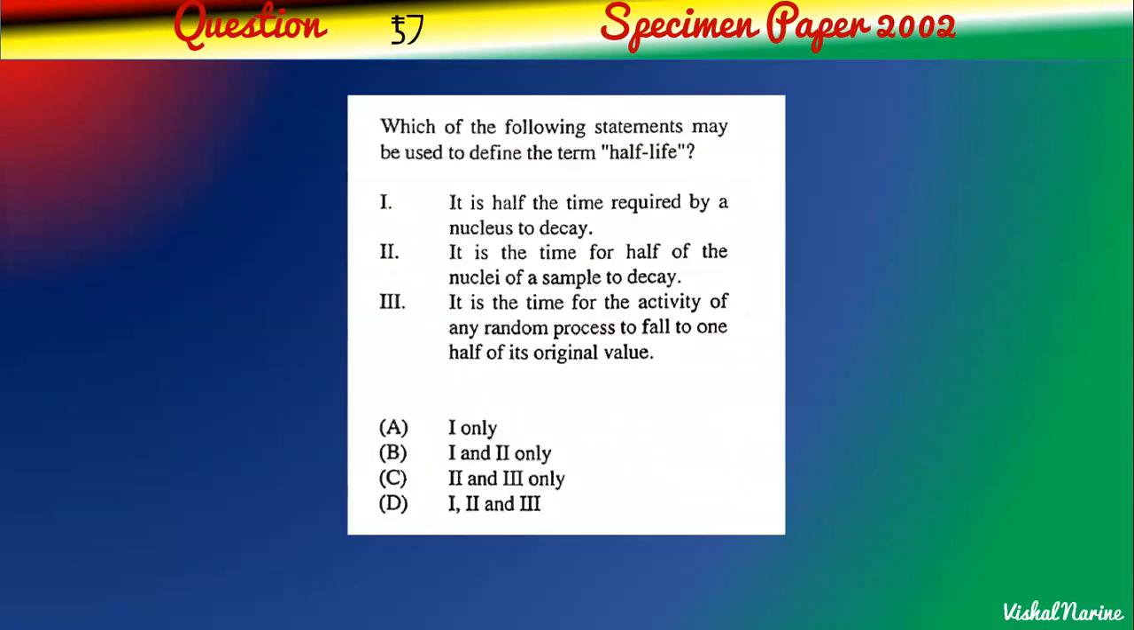Question 57. Which of the following statements may be used to define the term half-life? So let's go through each one of them. It is half of the time required. No, it's not half of the time. It is the time for half of the nuclei to decay. That is true. It is the time for the activity of a random process to fall to one half of its original value. That is true also. So the answer there is 2 and 3 only, which is C.